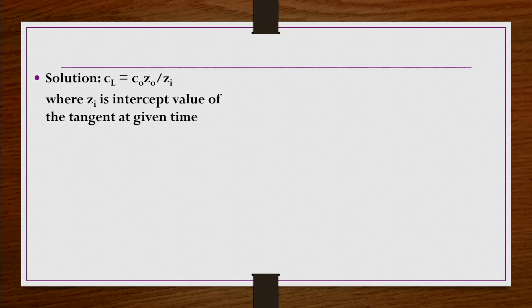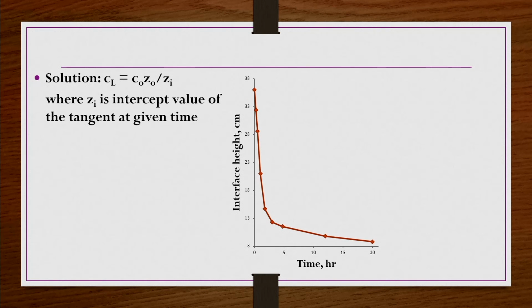So the solution: CL equals C naught Z naught by Zi, where Zi is the intercept value of the tangent at a given time. Let us say if you plot that data, you will get a graph like this. Now, at 2 minutes of time, you draw a tangent like this.